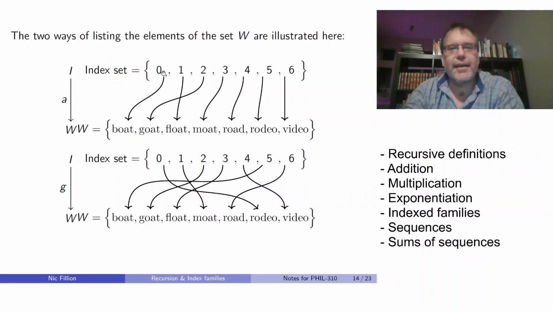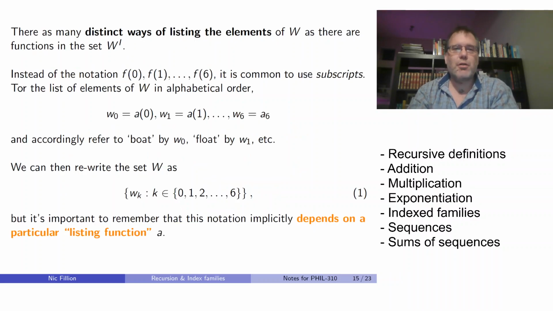so you see that we have two lists of objects that are in W, and each of them corresponds to a different function from the index set to the set W itself. So we have two lists, two orderings corresponding to two functions. And this is a really big, deep idea that is going to play a big role.